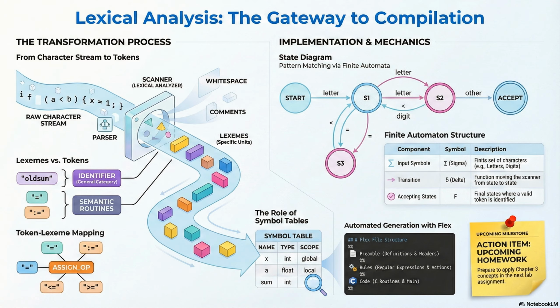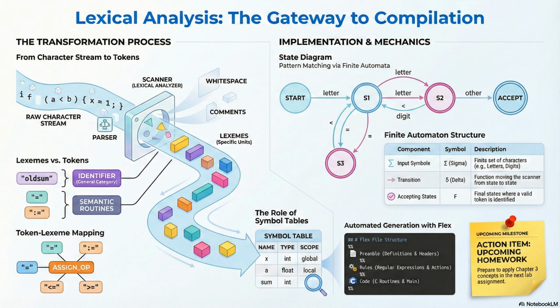That's a great way to put it. It's a translator. It converts spelling into vocabulary, and it removes the noise, the white space, the comments, so the parser doesn't have to deal with garbage. I mean, if the parser had to worry about whether there are 2 spaces or 3 spaces between keywords, the logic for the parser would be impossibly complex. You can't build a house on a swamp. So the scanner drains the swamp first. It drains the swamp so the parser has solid ground to build on. I love that image, draining the swamp of characters.